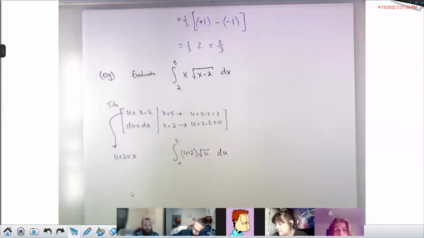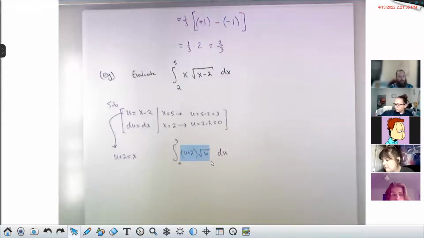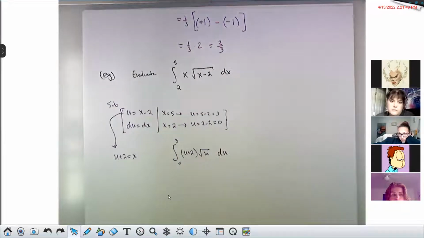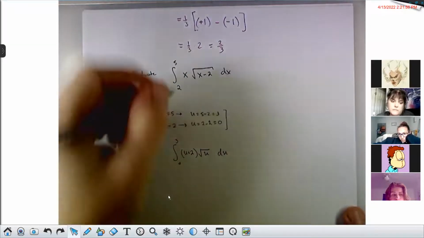Before I return to Desmos, are there any questions about where this integrand is coming from? Why we have a u plus 2 and a square root of u there? If you don't mind explaining it real quick. I'm sorry, say that one more time. I'm sorry, if you don't mind explaining it real quick. Sure. Thanks.